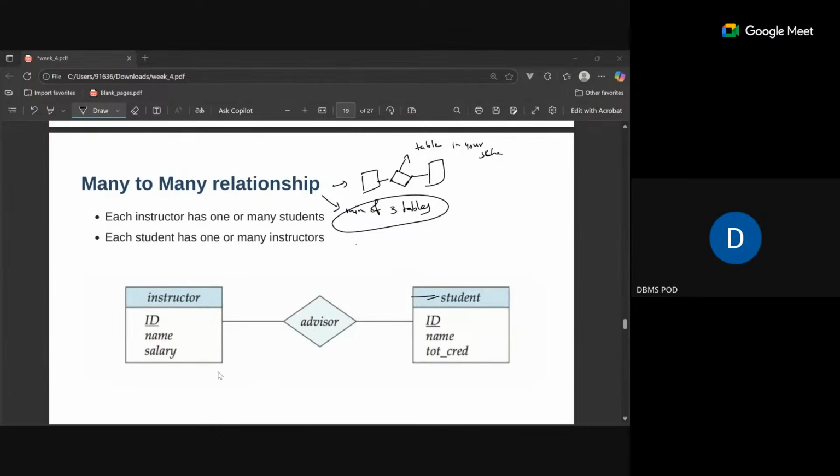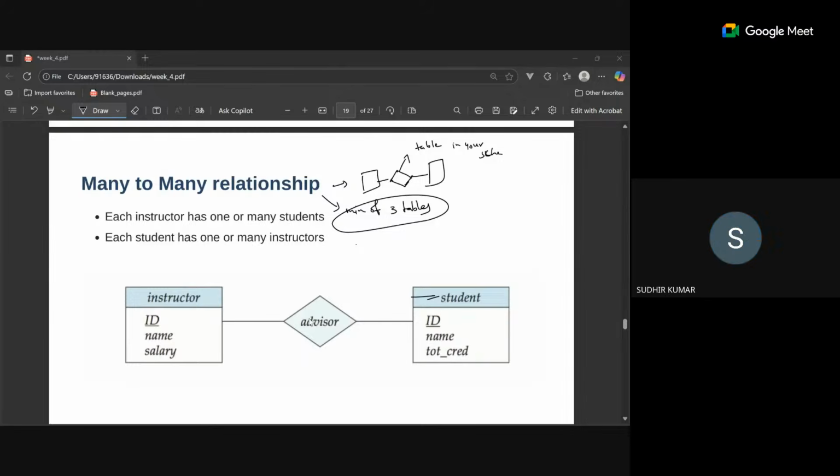Yeah, you're audible. As we see in this, one instructor and a student, right? So the many-to-many relation will contain ID and name both, which are common to both these tables, right? Apart from this, I'm not getting it.